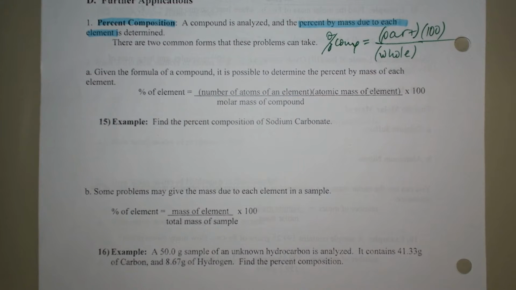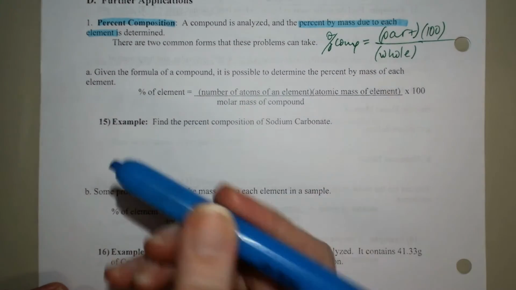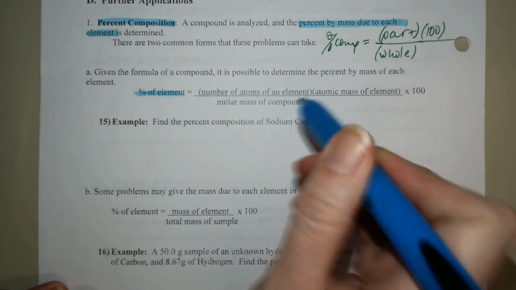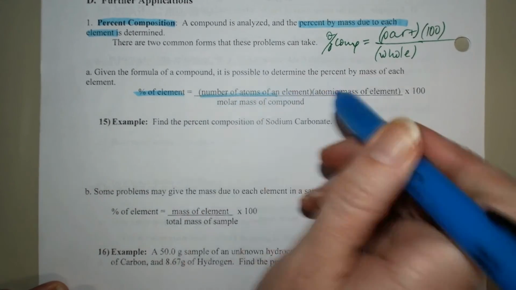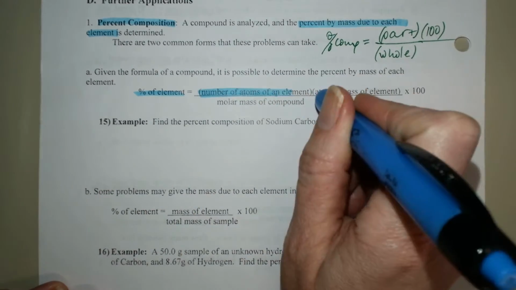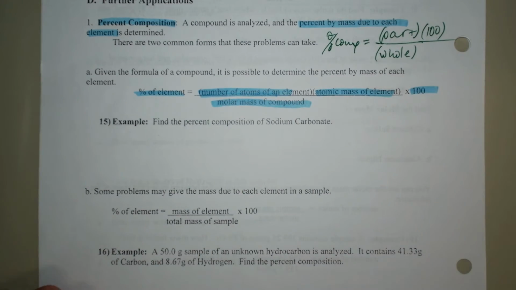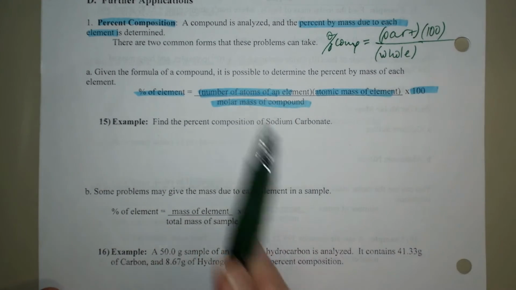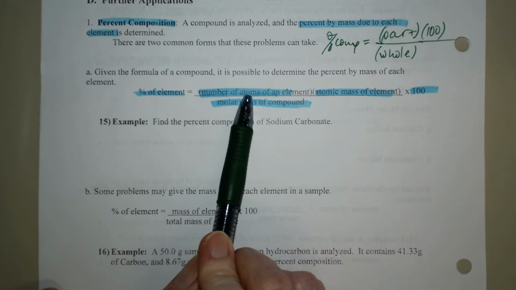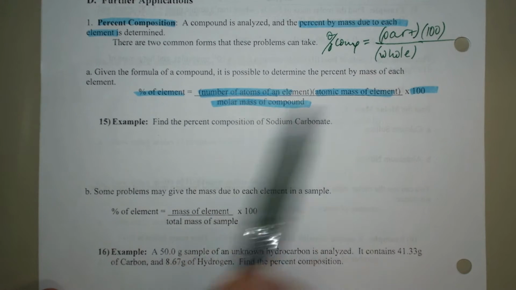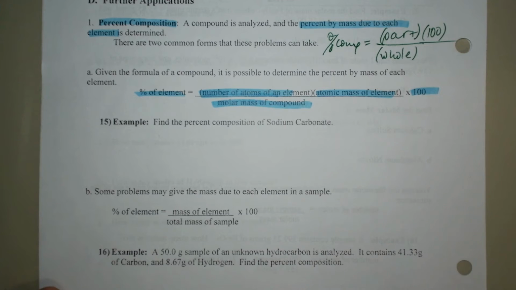You have to do it in terms of mass, so you have to use grams, which means you have to use the periodic table. This formula is the same thing that I just wrote. Percent is equal to the number of atoms in the formula times the atomic mass, times 100, over the whole thing, the molar mass of the whole compound. So the part would be the number of atoms in the formula times the atomic mass. The whole would be the molar mass, and then you multiply the whole thing by 100.